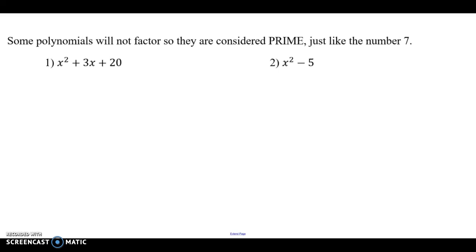It says some polynomials will not factor, so they are considered prime, just like the number 7. Now we know 7 divides by 1 and 7, right? But does it divide by any other numbers? No, it doesn't break apart any further. So we call it a prime number.